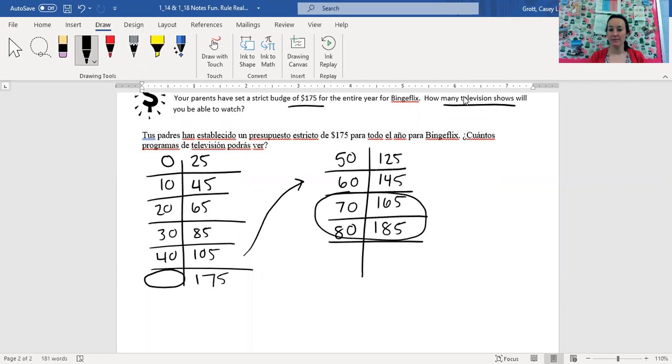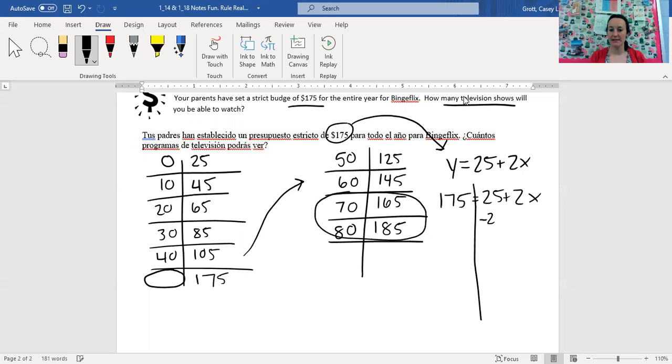Or a faster way: we came up with this equation, or I guess I gave it to you. 175 is my total cost. So I could put that into my equation and solve for x to tell me how many episodes we can watch. Take the opposite of 25, which would be -25. Divide both sides by 2, and we end up with 75 episodes as our answer.